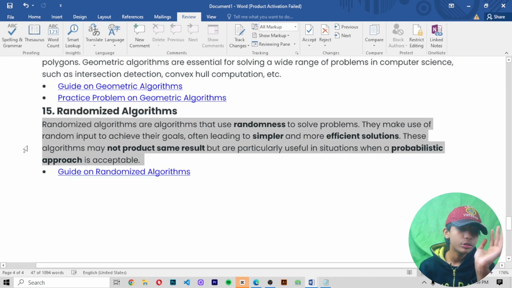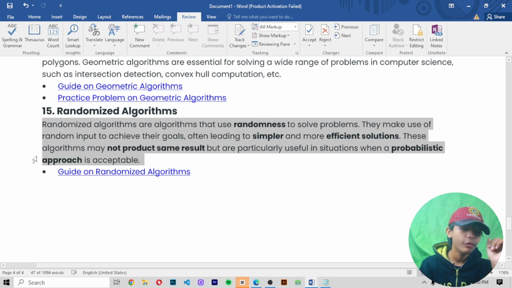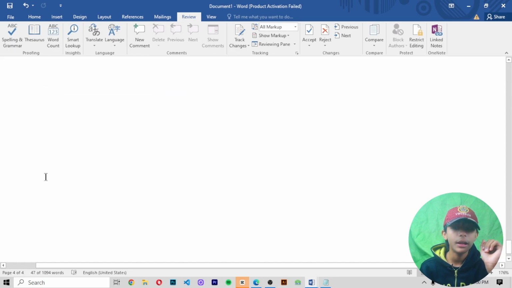Last but not least, randomized algorithms. Randomized algorithms are algorithms that use randomness to solve problems. They make use of random input to achieve their goals, often leading to simpler and more efficient solutions. These algorithms may not produce the same result every time, but are particularly useful in situations where a probabilistic approach is acceptable. And we also make a detailed video on randomized algorithms.